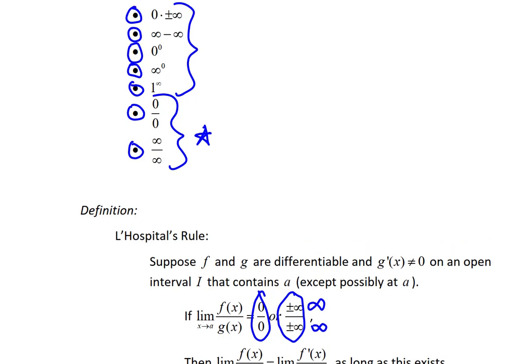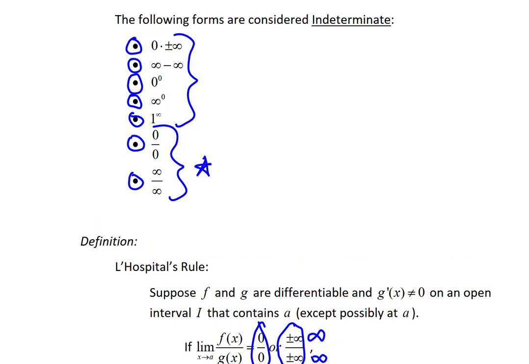So this is where L'Hopital's rule applies, which means if you have any of the first 5 indeterminate forms, your job is to do some algebraic kung fu or tricks to turn it into these last cases of indeterminate forms. So there can be a little algebra involved in that, but the point is you can only use L'Hopital's rule with these last 2 indeterminate forms.